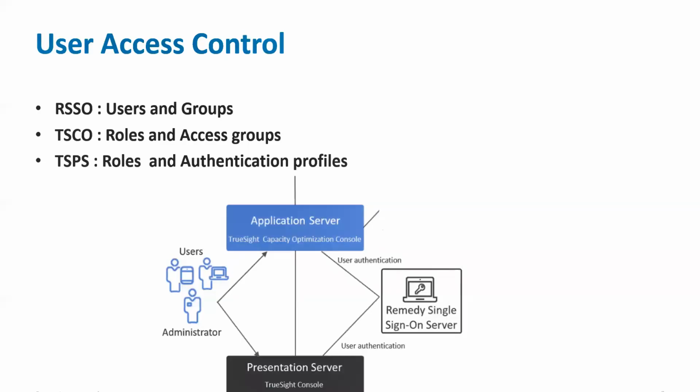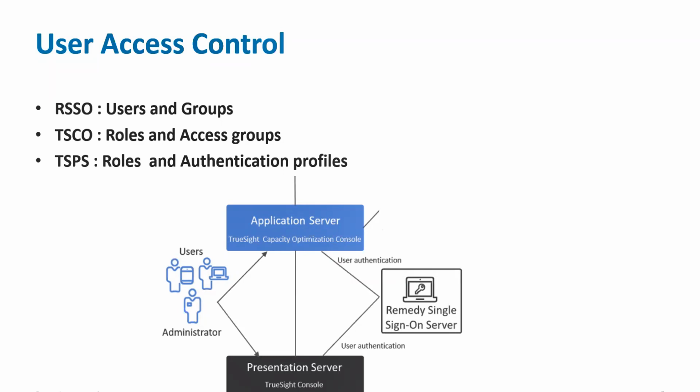User access control. Remedy Single Sign-On (RSSO) is used to authenticate users by using various authentication methods like local users, AR, LDAP, Kerberos, SAML, etc. Users and groups will exist in RSSO. In TSCO, you can assign one or more activities to a role, and that role can be associated to an RSSO group, depending on your requirements.